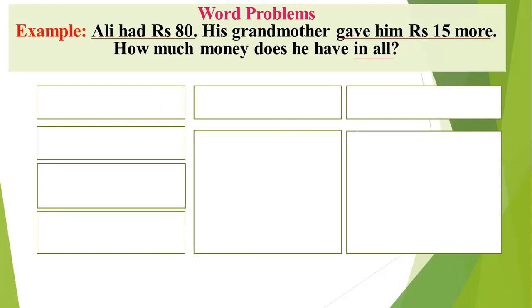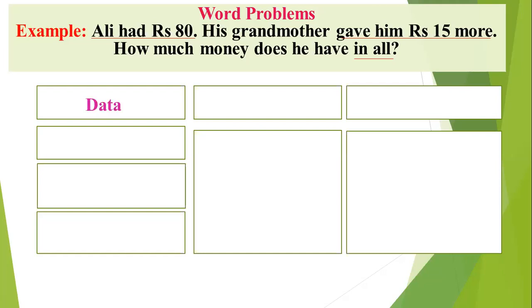Now we have to identify the operation. And here the keyword is in all. In all, altogether, total. These all keywords give us the hint to do addition. Yes, we have to perform addition operation.